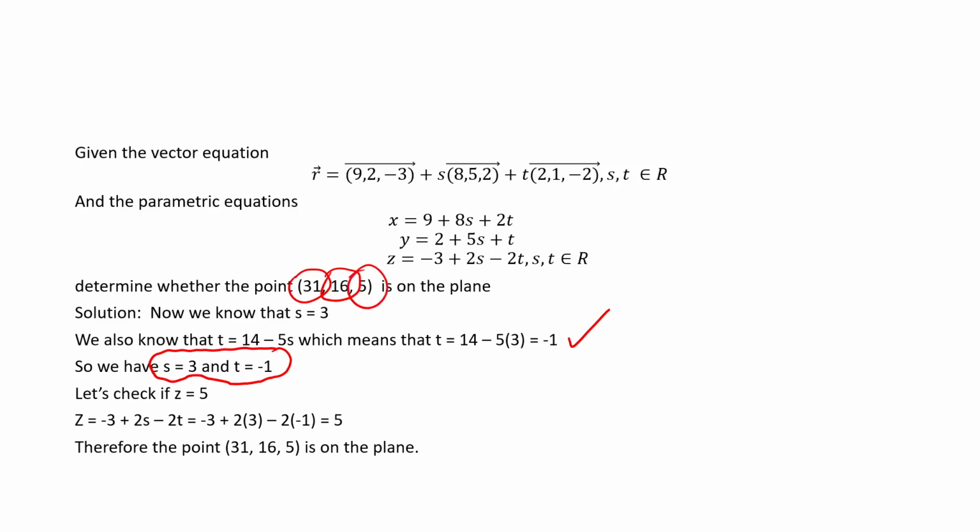What we now have to do is determine if a z value of 5 results when s is 3 and t is negative 1. So we plug it in, we let s be 3 and t be negative 1 in the parametric expression for z, and we see that we get a z value of 5, and that's what we wanted it to be if we wanted that point to be on the plane. And so as a result, we see that that point is on the plane, and specifically the point (31, 16, 5) is the point you get when s is 3 and t is negative 1.